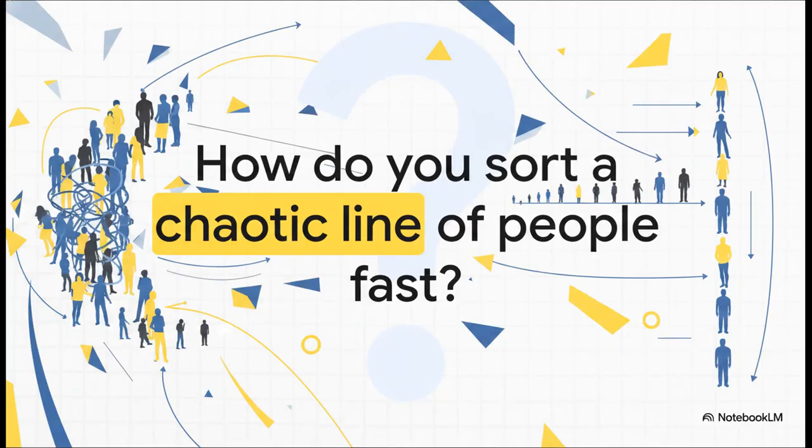You're standing in front of a completely disorganized line of people, just a messy, chaotic queue. You need to sort them by height, from shortest to tallest, and you need to do it fast. How would you organize this disorganized dataset without getting totally overwhelmed? If you try to compare every single person to every other person, you'll literally be there all day. You need a way better strategy.